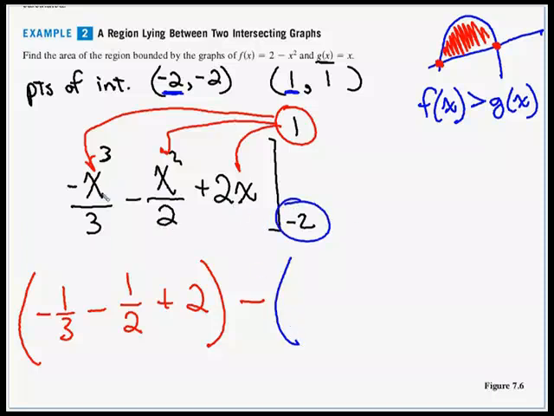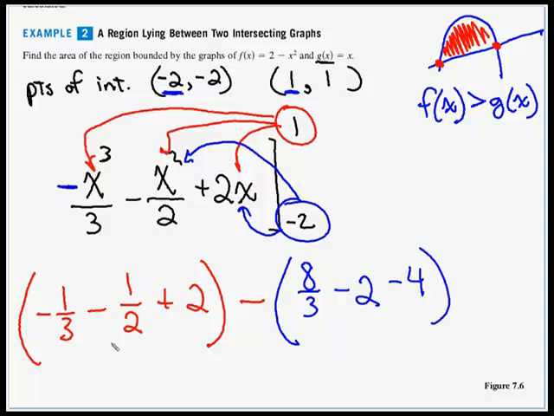So here we're going to have negative 2 to the third, which is negative 8, and this is going to make that into a positive 8. Plug the negative 2 in for this x. Negative 2 squared is positive 4. 4 divided by 2 is 2. So minus 2. And then plug the negative 2 in here. 2 times negative 2 is going to be minus 4. And if you compute all this, get your common denominator, combine everything up, and you will get a 9/2.